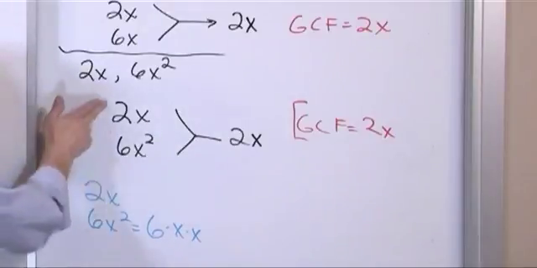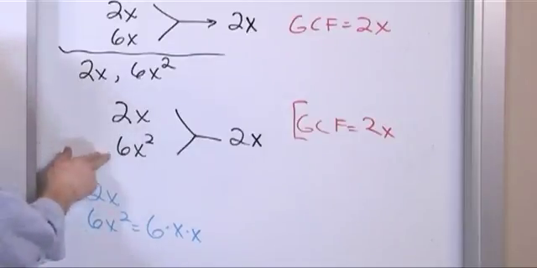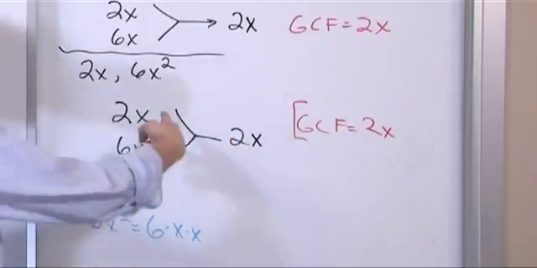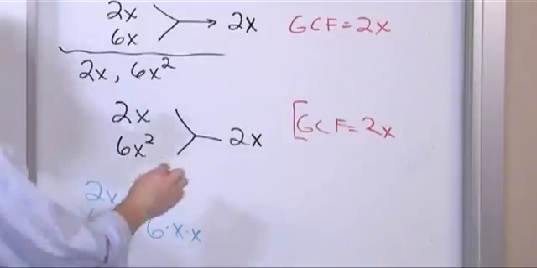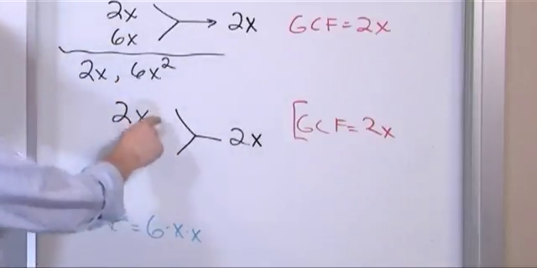So just to recap, we look at the numbers, we find the greatest common factor of the numbers and we stick that down. We look at the variables and we only write down the variable that's present in both of these guys.